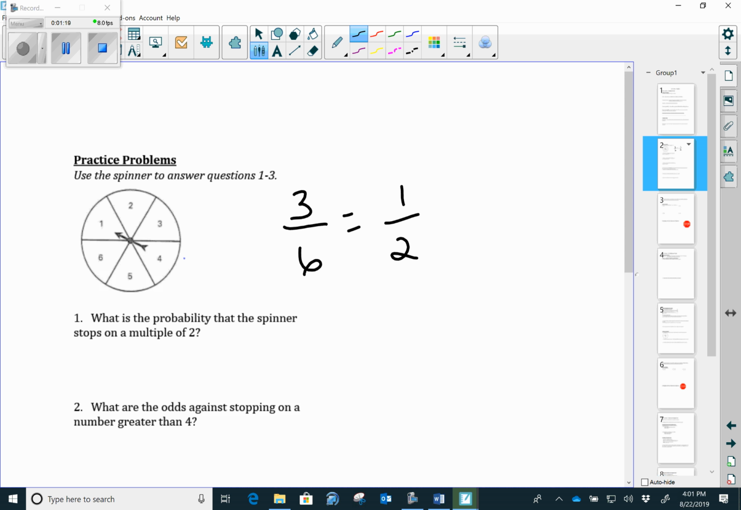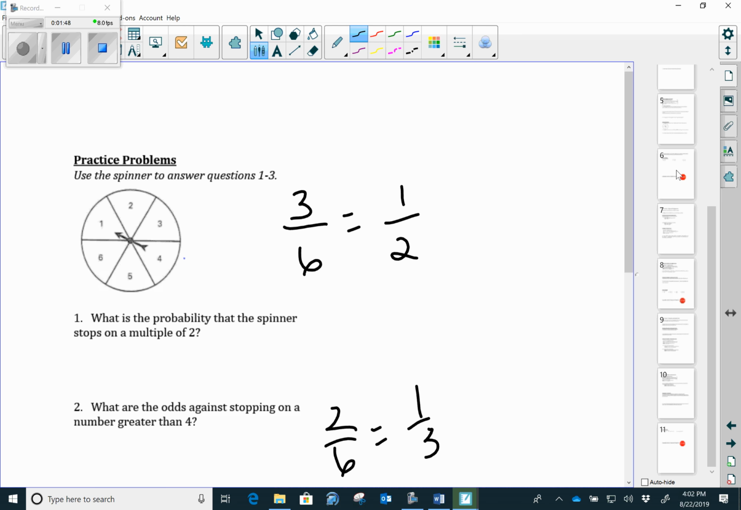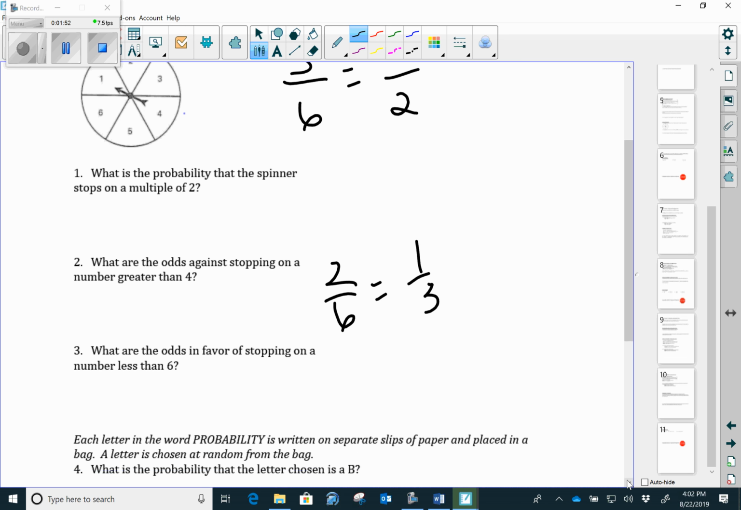Example number 2. What are the odds against stopping on a number greater than 4? Right? So remember the definition, and let's decide against. Right? So 2 over 6 equals 1/3. Now let's continue. I'll let you try example 3 on your own.